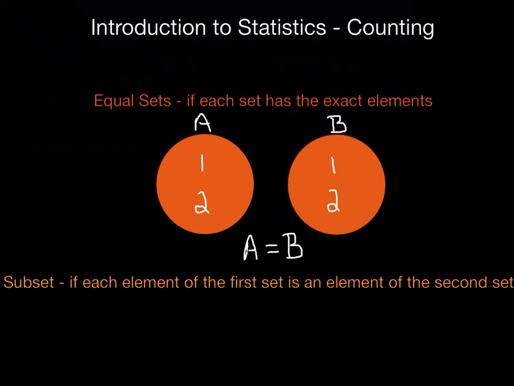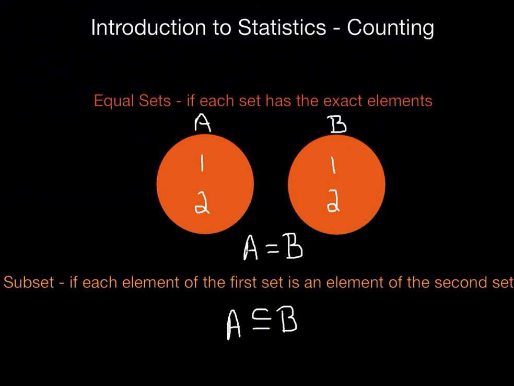Another definition here is a subset. A subset is when each element of the first set is an element of the second. Going back to our previous example, is everything that's in A also in B? 1, 2 is in A, 1, 2 is in B. So we would also say that A, here's the symbol, A is a subset of B. Now, it doesn't have to be equal. If I put a 3 in set B, then set A is 1 and 2, and B still has 1 and 2. It also has 3, but it has at least everything that A has, so A is a subset.